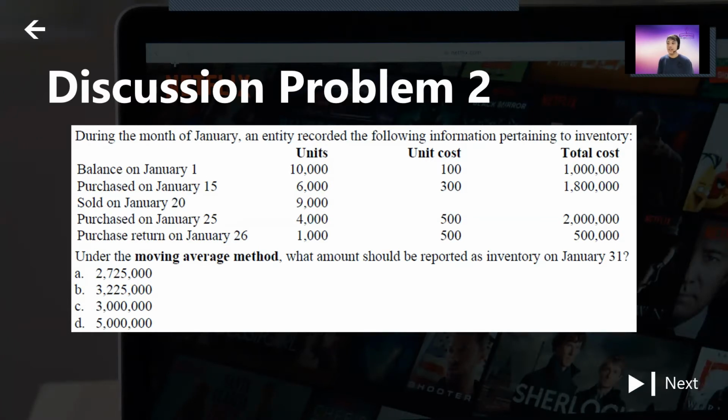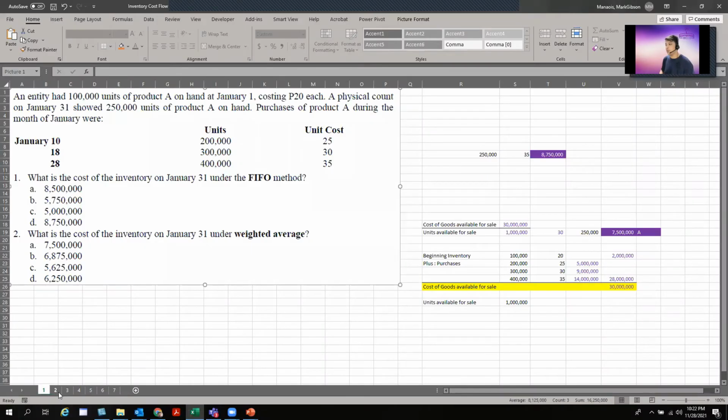And then there's inventory sold for 9,000 units on January 20. Then again, purchases on January 25 for 4,000 units at 500 pesos per unit for a total cost of 2 million pesos. And then on January 26, there's a purchase return for 1,000 units at 500 pesos per unit or 500,000 pesos. So let's have problem number 2.